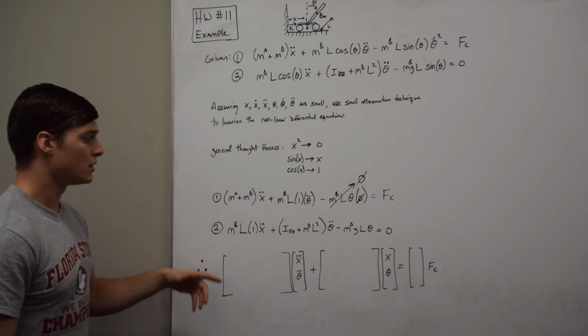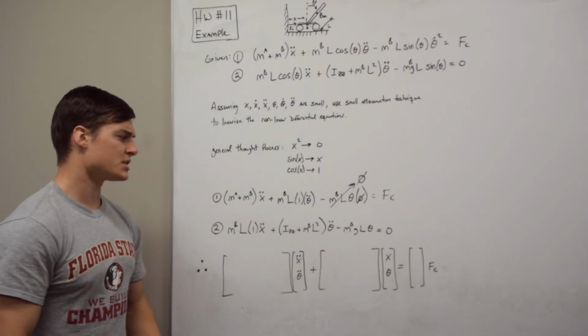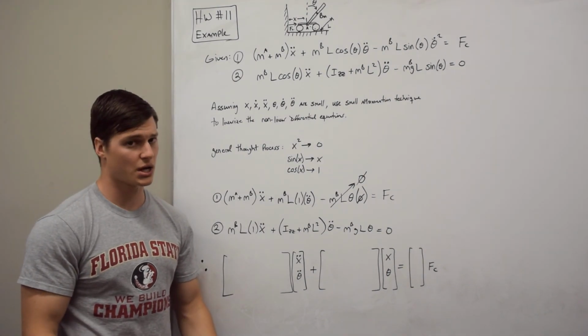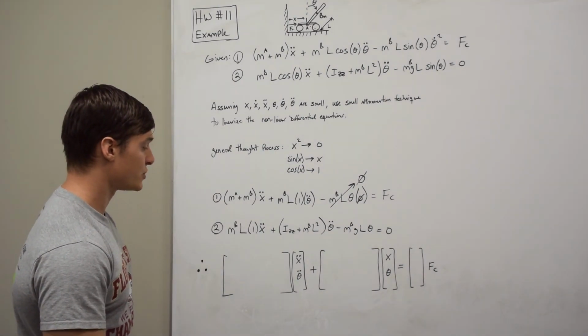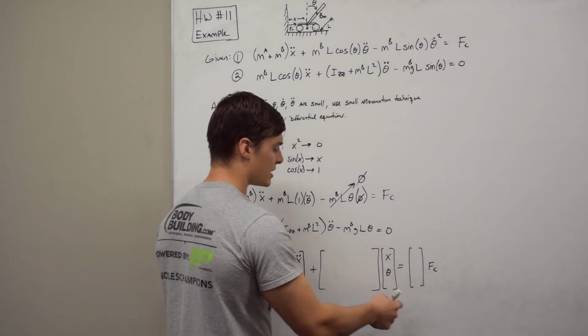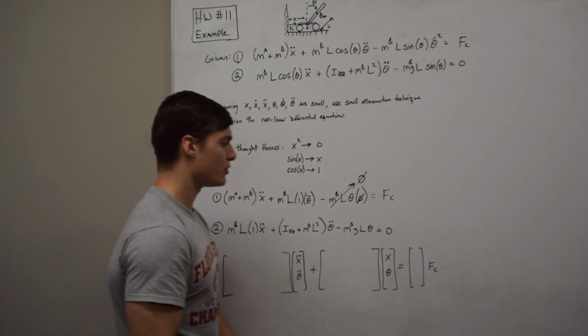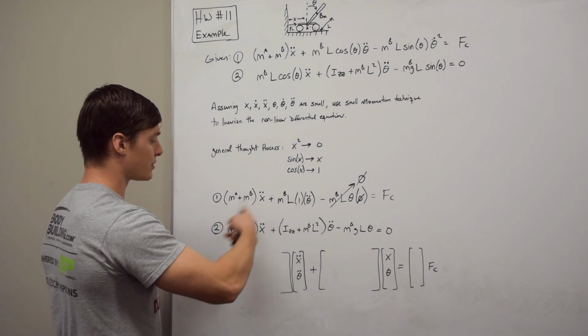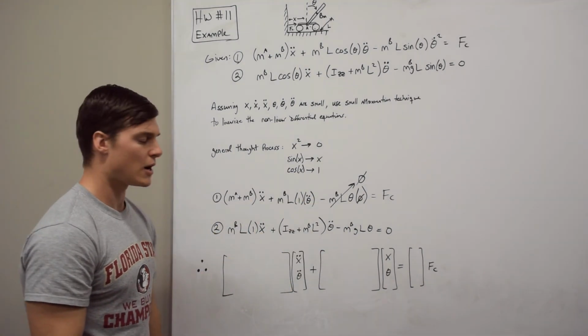So after linearizing these equations, the next question becomes, how would I write this in matrix form, just to make my life easier for computation? And so what you want to do is, typically it would be an x double dot, a theta double dot, and then an x dot, a theta dot, and then the x and a theta. But we realize when looking at these equations that we don't have any x dot or theta dot terms, so I just took them out.